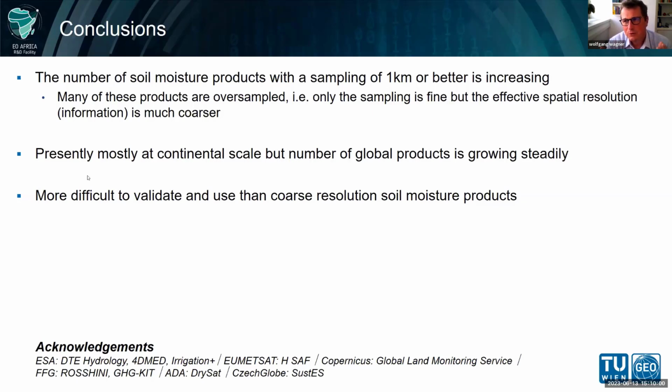And one of those difficulties is that the validation of those products is still, say, at the beginning. And while we may check the temporal dynamics of those products reasonably well, using methods that we know from ASCAT, SMOS, and SMAP, the spatial details are still very difficult to validate. And obviously, because we have much less understanding of those products yet, they're also more difficult to apply. So doing applications will also be more challenging than with the coarser resolution products.